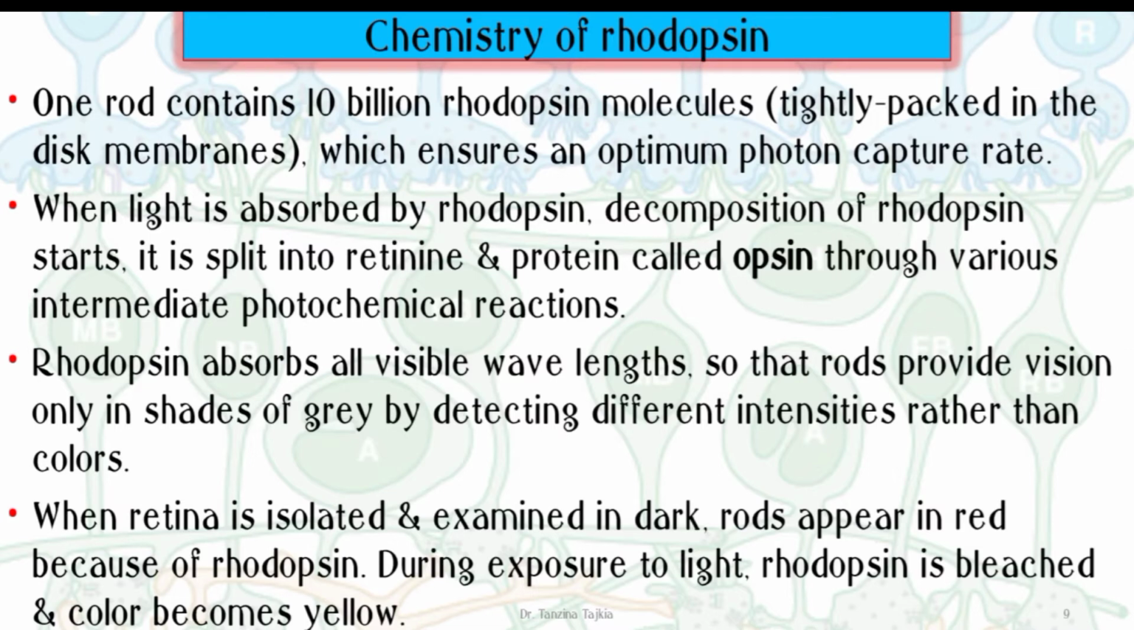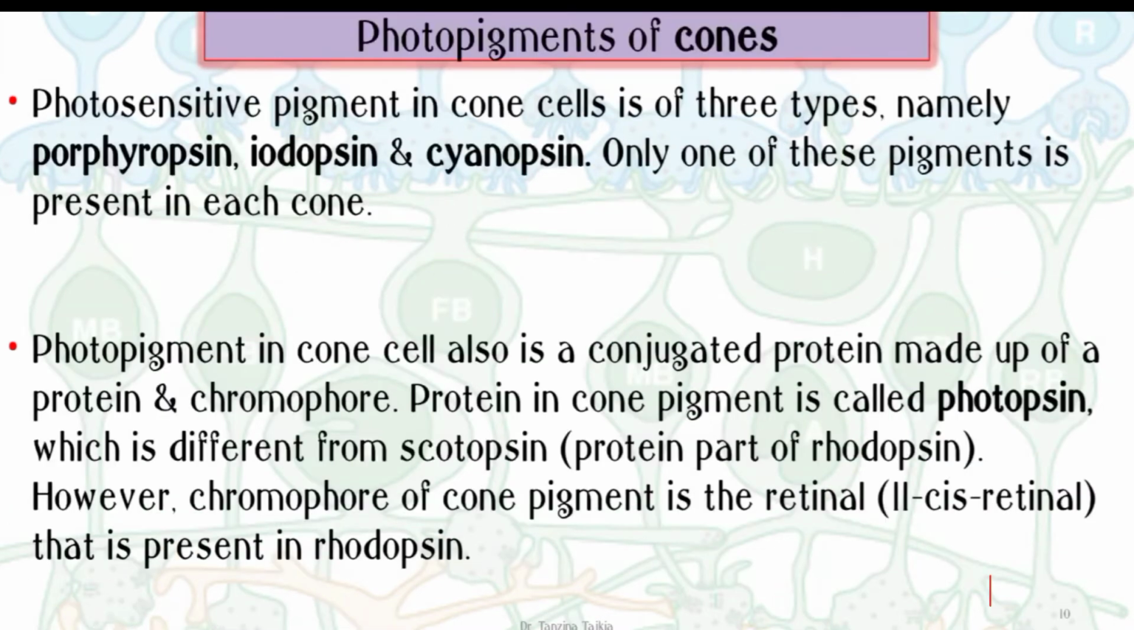It is split into retinal and a protein called opsin through various chemical reactions. Rhodopsin absorbs all visible wavelengths, so the rod provides vision only in shades of gray by detecting different intensities rather than color. When the retina is isolated and examined in the dark, the rod appears red because of rhodopsin. During exposure to light, rhodopsin is bleached and the color becomes yellow.